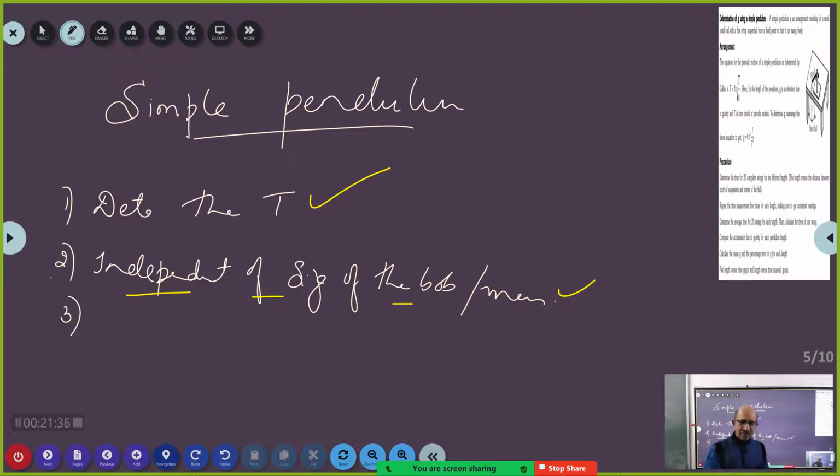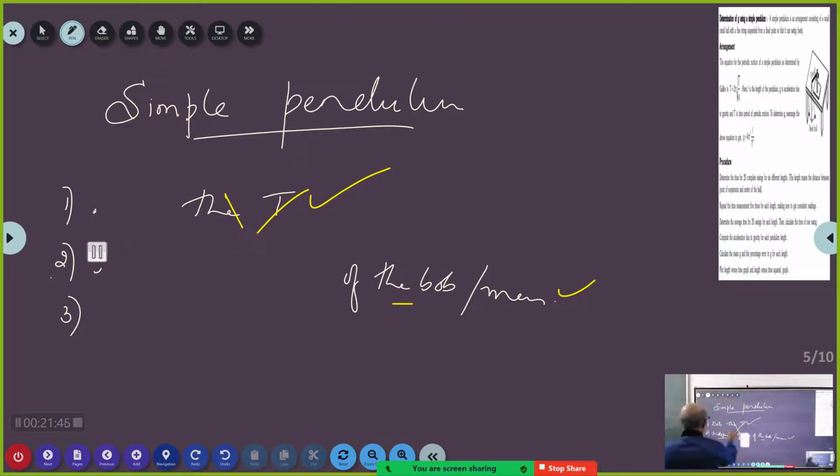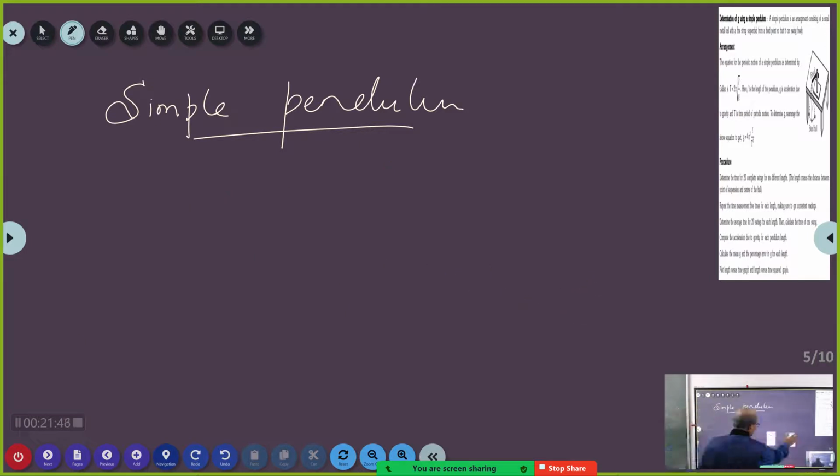So at the 11th standard, this is not the objective of the experiment. I am sorry to say, this is not the objective. The objective of the experiment in 11th standard should be to determine the g value. Using a simple pendulum, find out the acceleration due to gravity at the place where you are conducting the experiment. Did you get me, students?